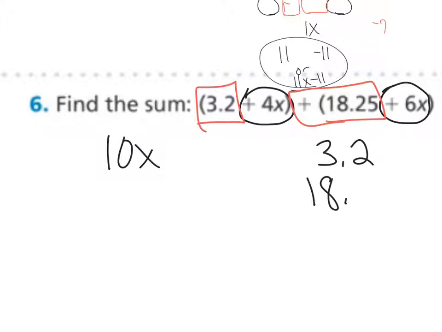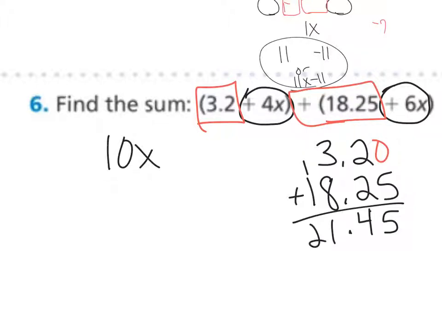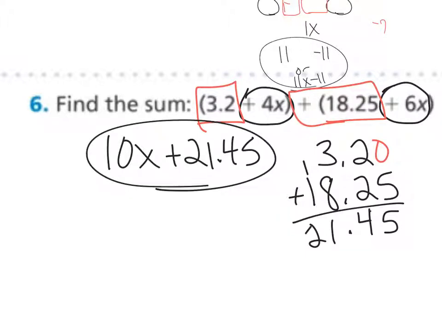Remember, when you add or subtract decimals, decimals have to be lined up. So 3.2 is like 3.20. Add a 0 on the end there if you want. And that's 21 45/100ths. So 10x plus 21 45/100ths would be our final answer, or 21 45/100ths plus 10x if you want.